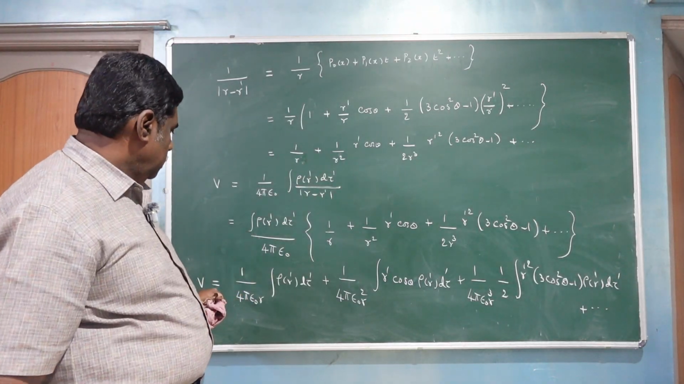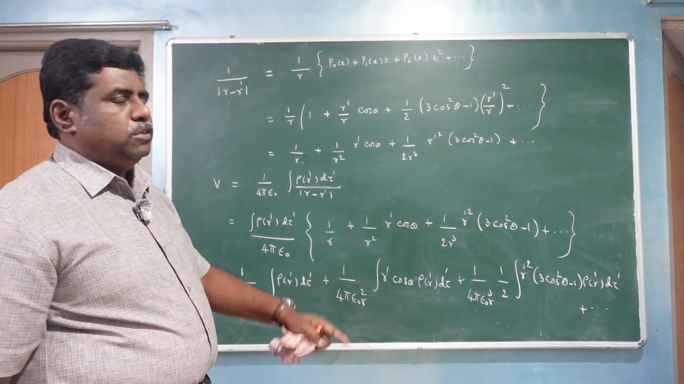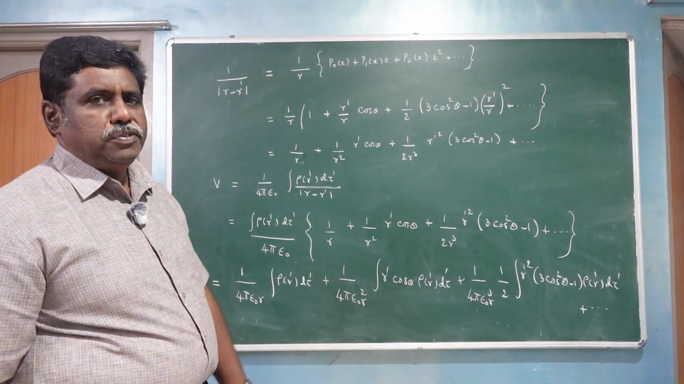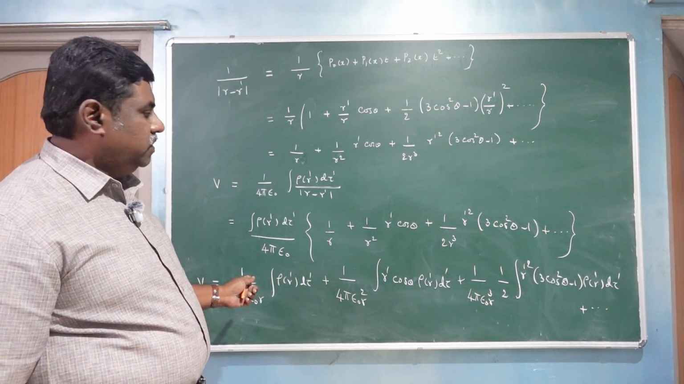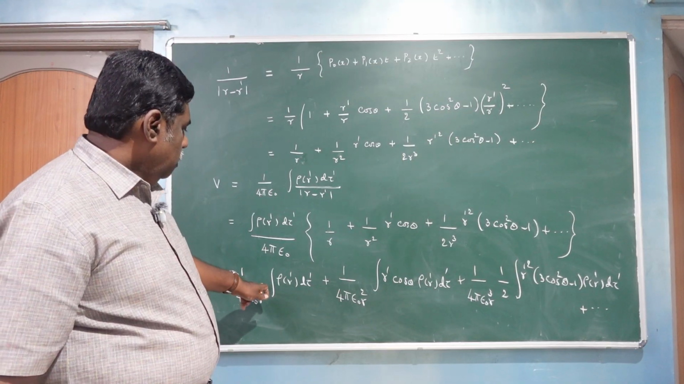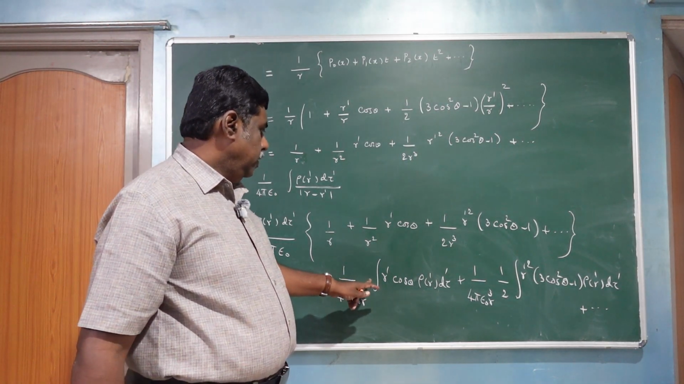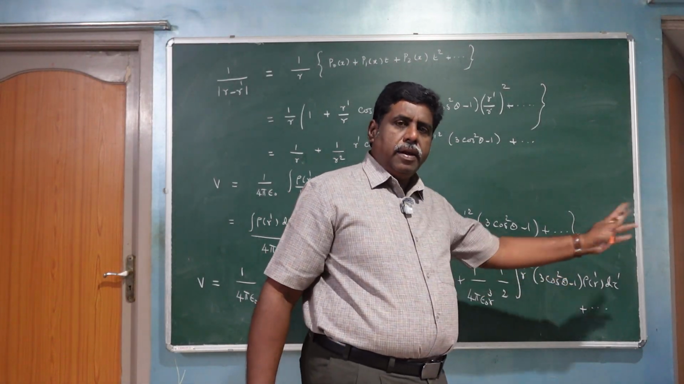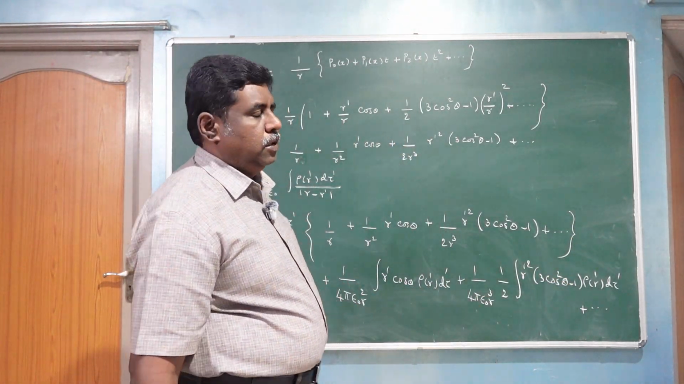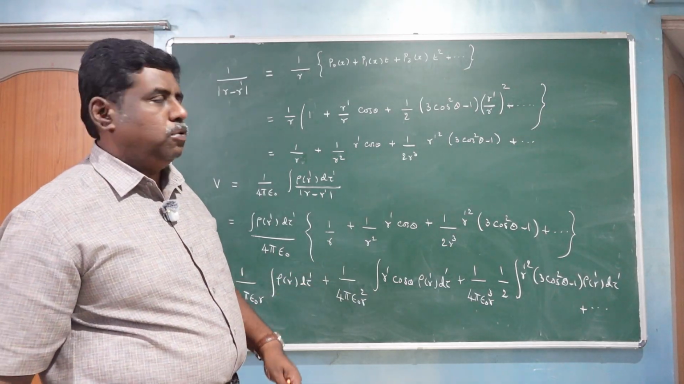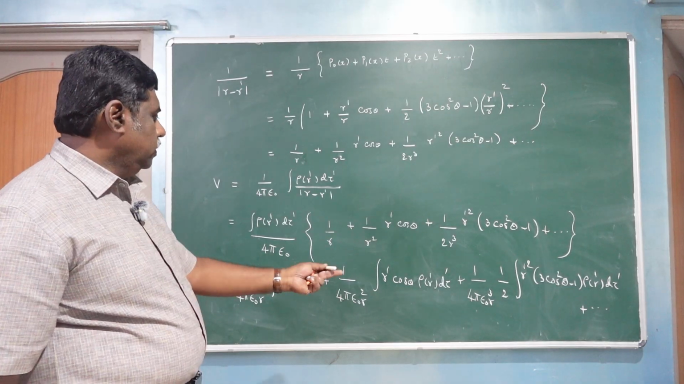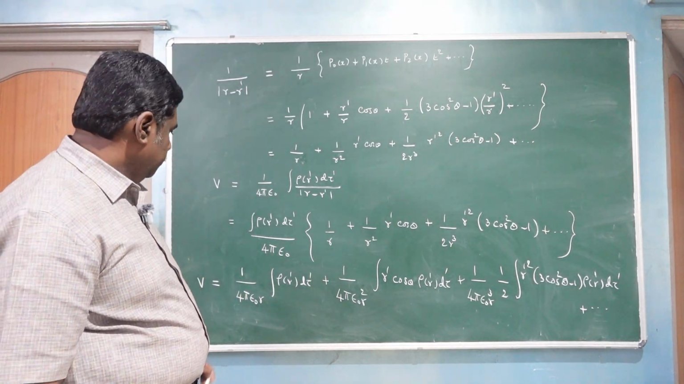See here, we have expressed the potential in terms of different terms. The potential is expressed as a series of monopole, dipole, quadrupole and other higher order terms. So that we are calling this one as a multipole expansion. Now we have to provide the physical significance of all these terms.